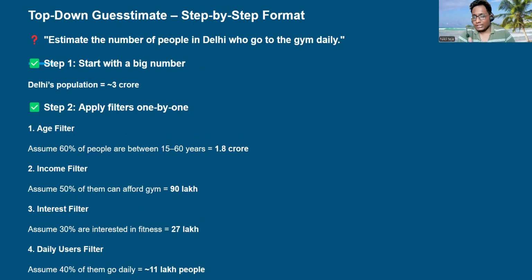See, in this guesstimate there is no exact data. In the guesstimate question, there is no exact information, and the problem statement is very bad.